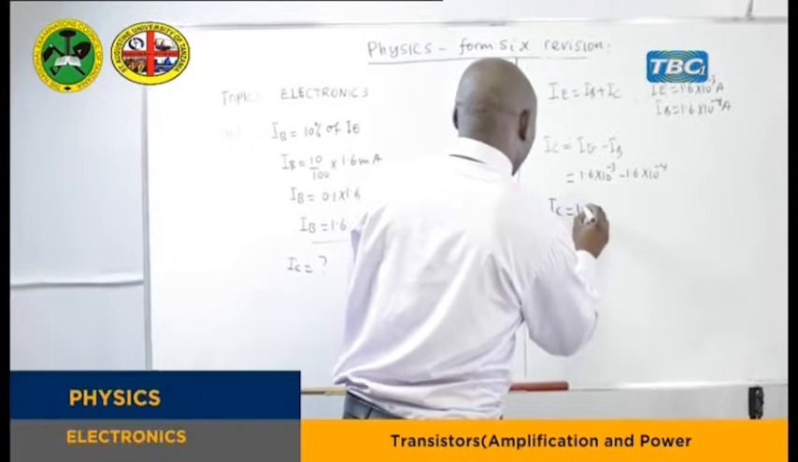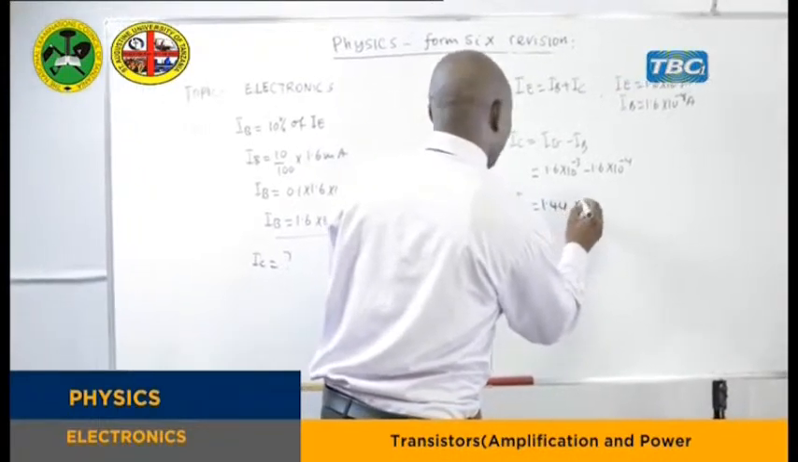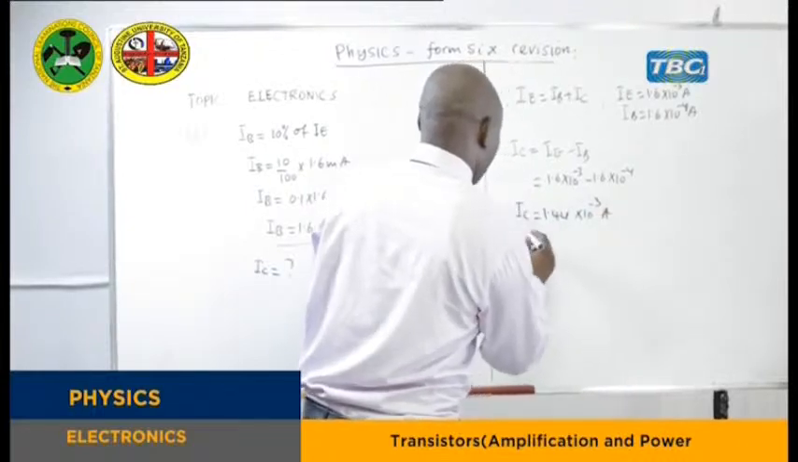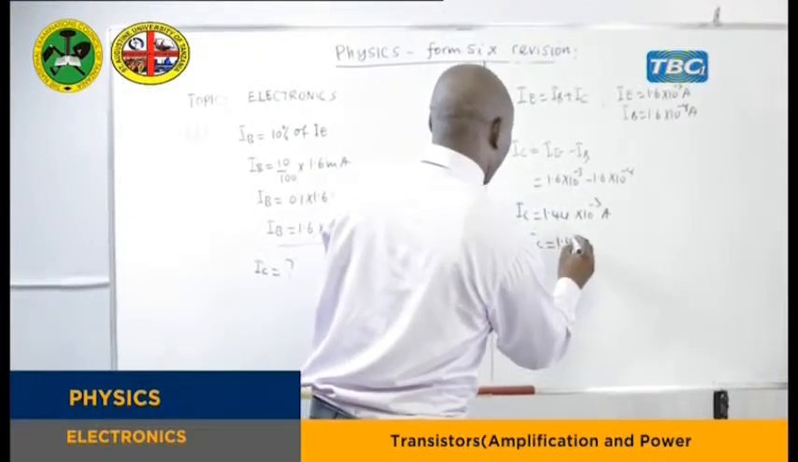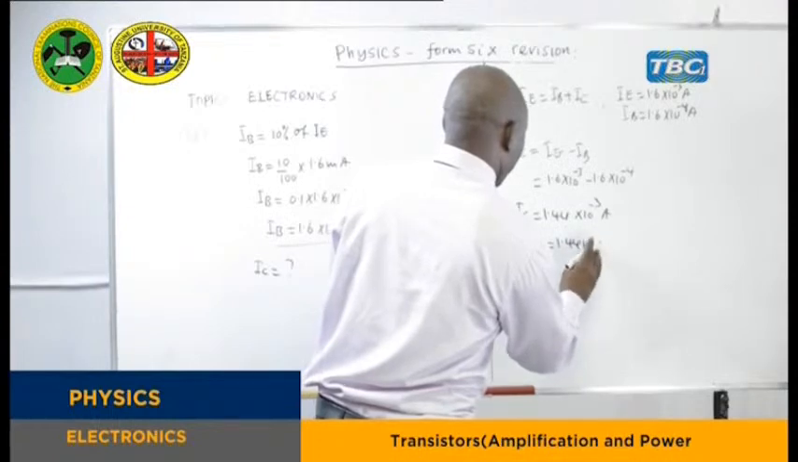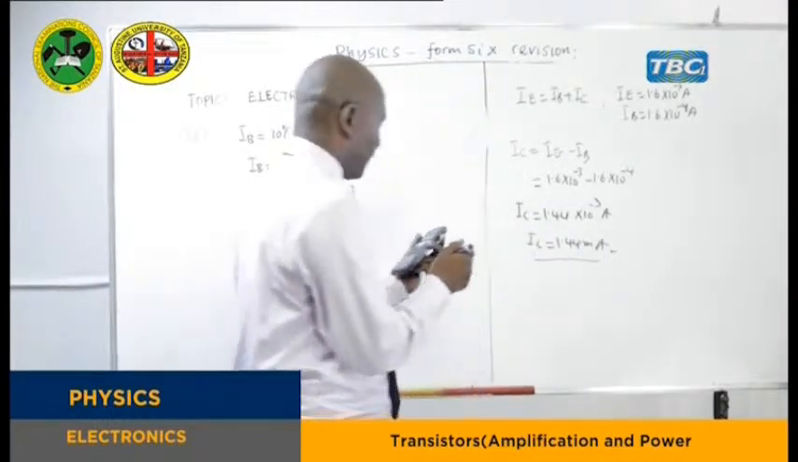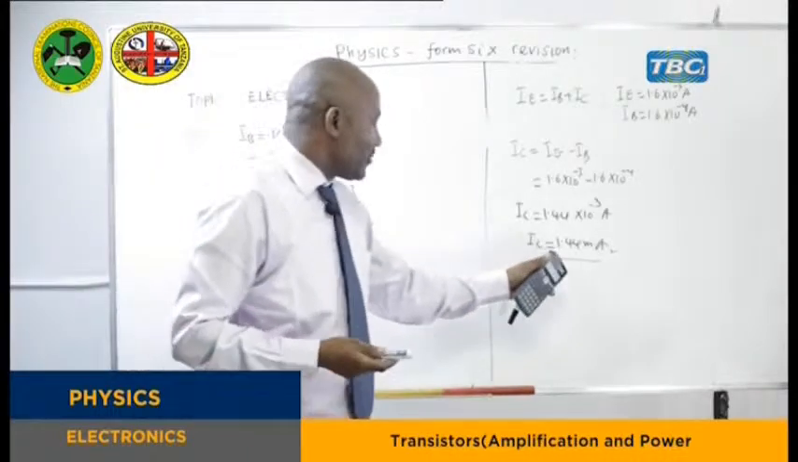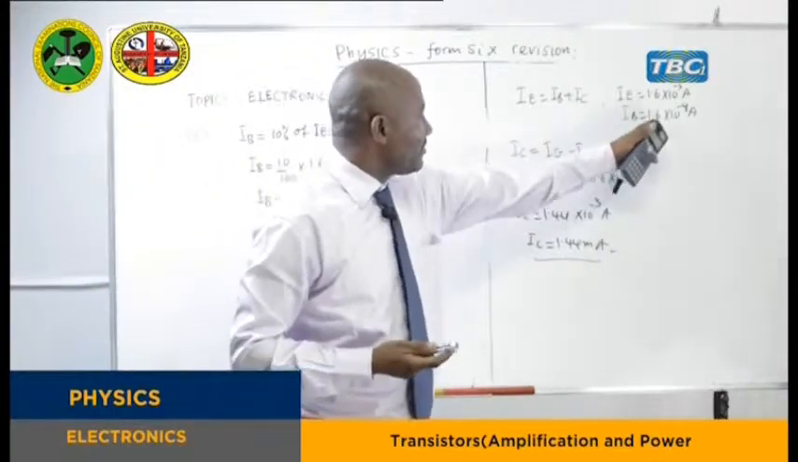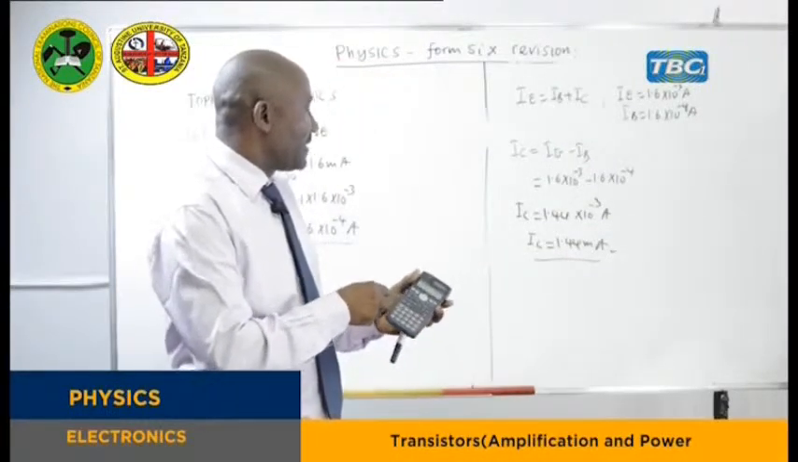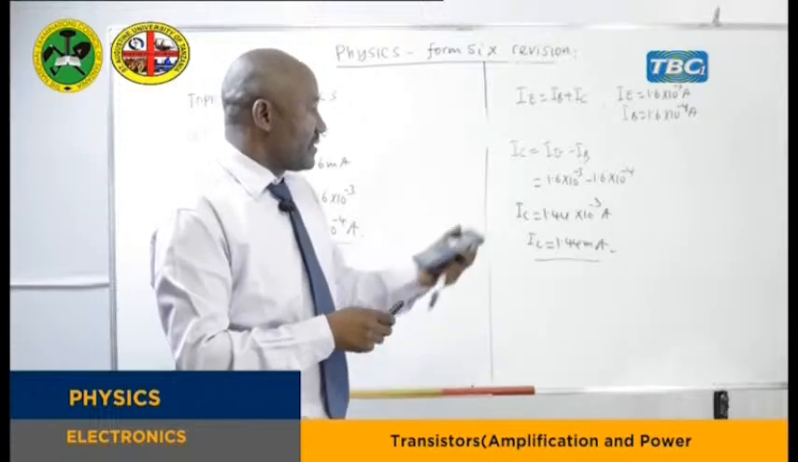This equals 1.44 times 10 negative 3 ampere, which is 1.44 milliampere. And you compare: this IC is 1.4 and the IB was 1.6. You can find the ratio, and that is what we call the current gain. Part B.